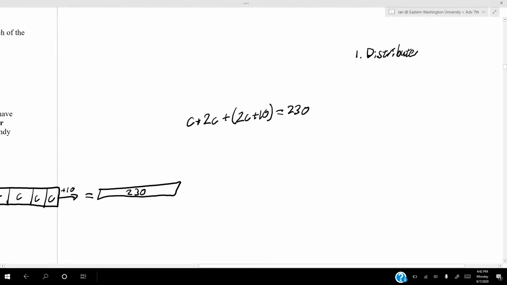That would mean if we had a 3 on the outside here, but we don't. So we have nothing to distribute right now. So step 1 is done. Step 2 is combine like terms.